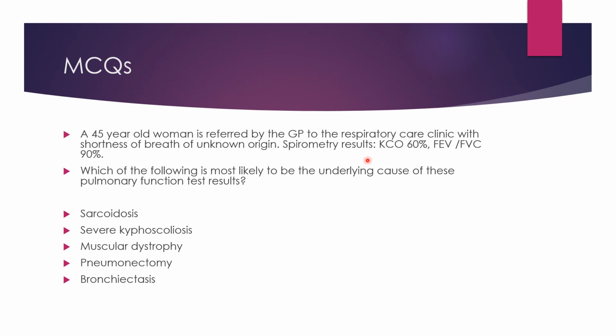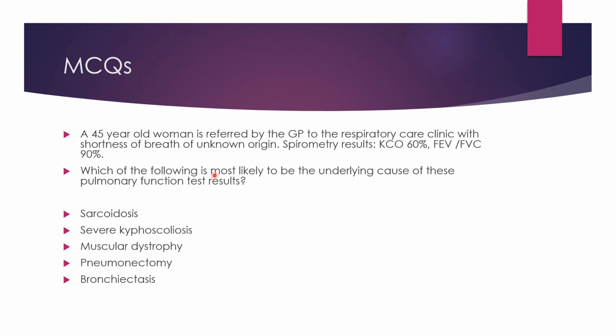So the spirometry results show KCO 60%, FEV1 by FVC ratio is 90%. By this 90%, we know that obstructive lung disease is not there. So looking at the spirometry result, the KCO is reduced. These percentages are as a predicted expected value. From that, these percentages come. So if the predicted expected value is 100%, this 60% means that the KCO is reduced.